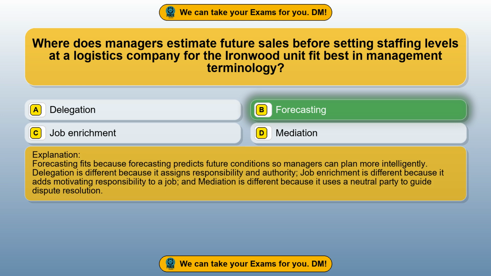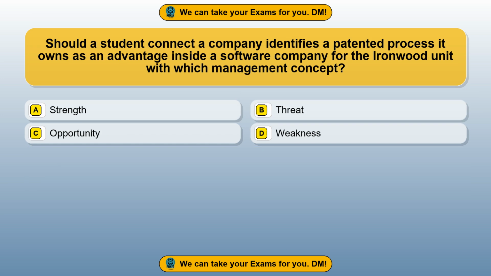Forecasting fits because forecasting predicts future conditions so managers can plan more intelligently. Delegation is different because it assigns responsibility and authority. Job enrichment is different because it adds motivating responsibility to a job, and mediation is different because it uses a neutral party to guide dispute resolution. Question 59.